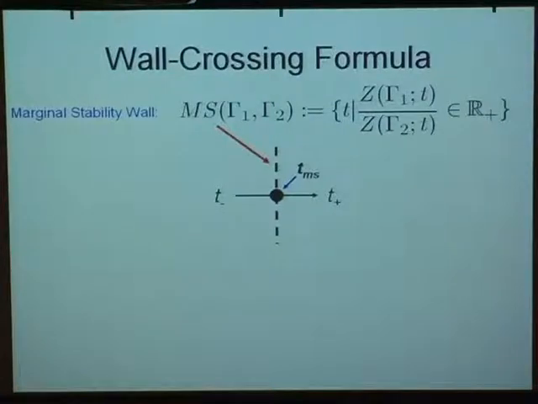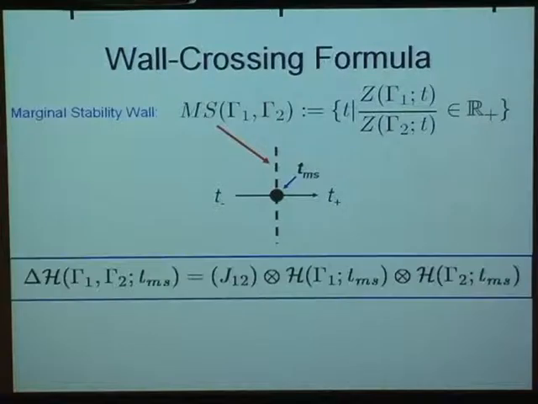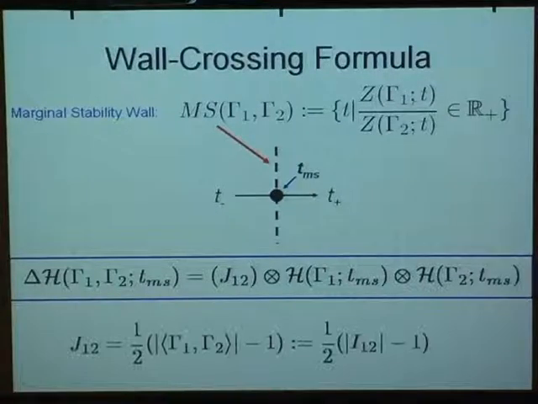And let's imagine now that we change the moduli from one side of the wall to the other, then we lose a space of BPS states. And here's the formula for the space of states that we lose. It's a product of the BPS states of charge gamma 1 evaluated at the place where you cross the wall times the charge gamma 2 times a representation of spin j. And that spin is given in terms of the inner product of the charges.